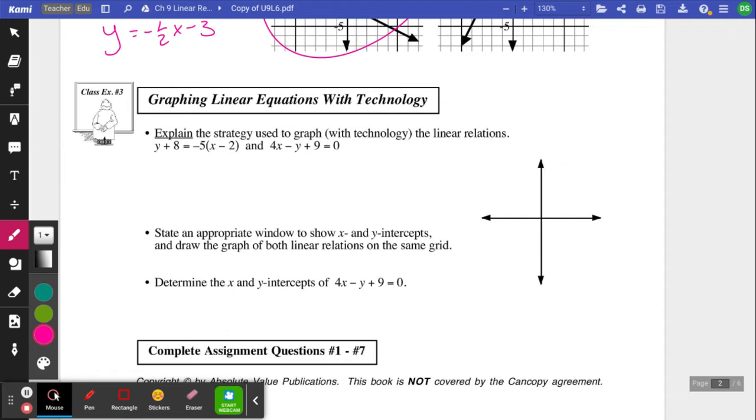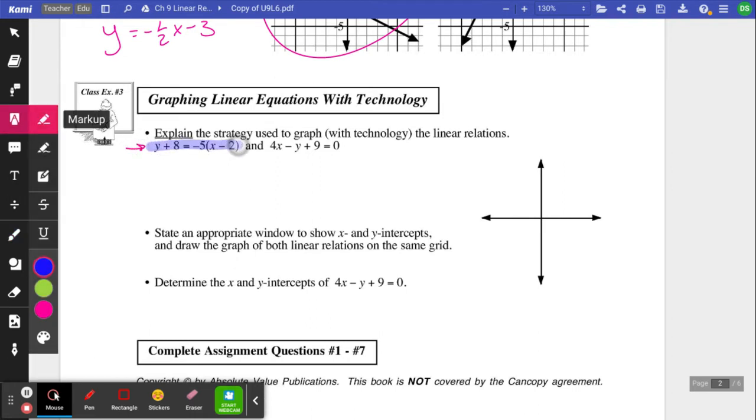Explain the strategy used to graph with your graphing calculator these linear relations. How would you graph this line right here? The purple line. How would you graph it if we had to explain how to do it? Times 5 by x minus 2. Okay, Ben is saying I got to do some algebra before I can type it in. Is that true? Can you type in your calculator what this looks like? Not just this way. You have to do a little work first.